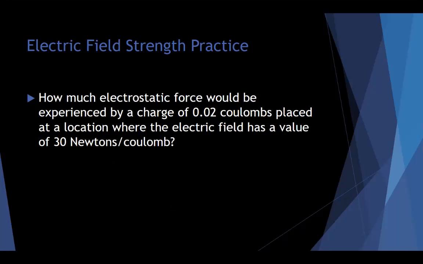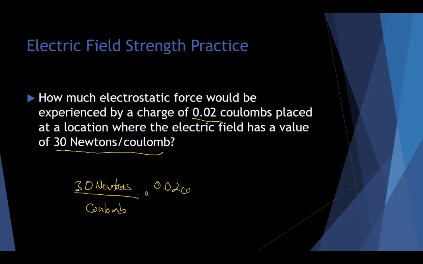Okay, so what'd you get? How'd we go ahead and set this up? Let's go ahead and try this. All right, so what we have here is a charge and a force per charge. So simply to calculate this, we're going to do 30 newtons per coulomb times 0.02 coulombs.